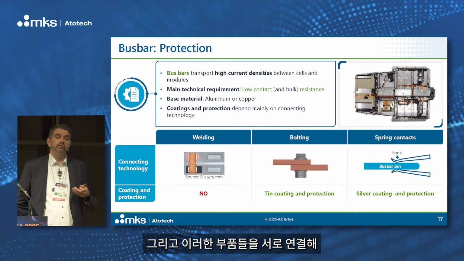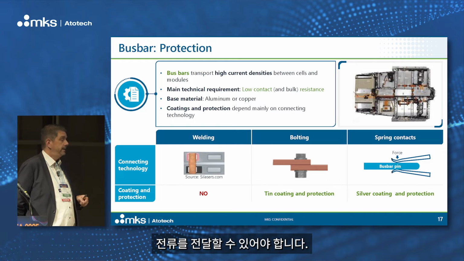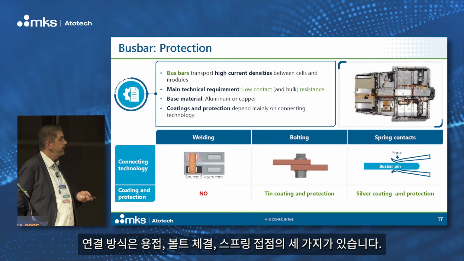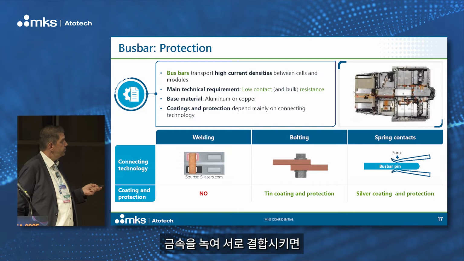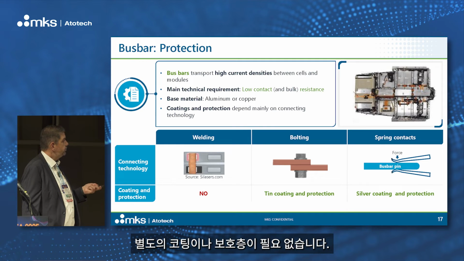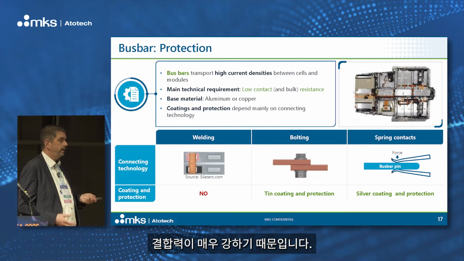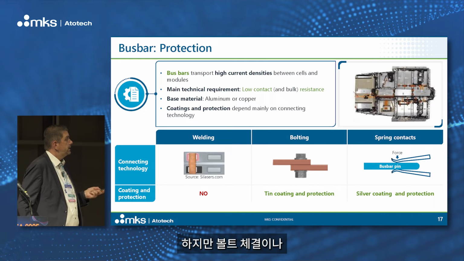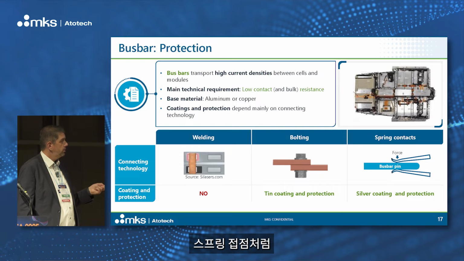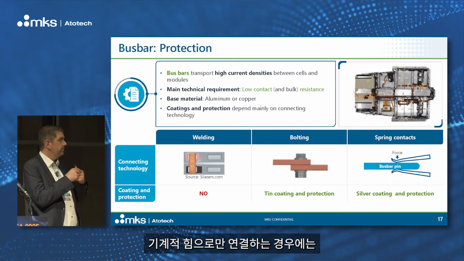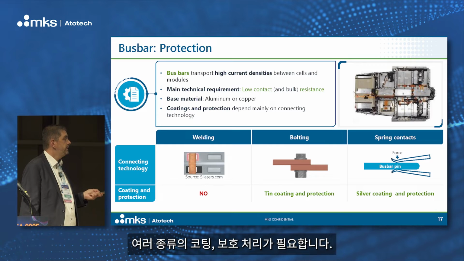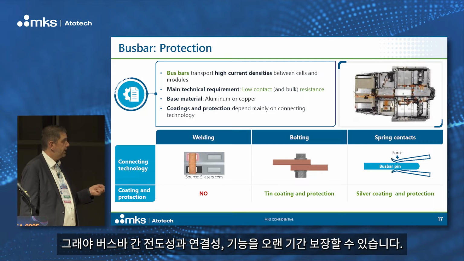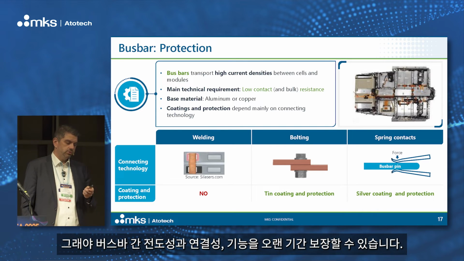And for sure, you need to connect these parts to each other to be able to transport the current. There are 3 different types. Welding, where you force the metals to melt and bond together, and we need no coating or protection because this bonding is very strong. But as soon as we use bolting or spring contacts, where you only have mechanical force of connection, you need several different coatings and protections to ensure conductivity and functionality between these bus bars, so it lasts a long time.